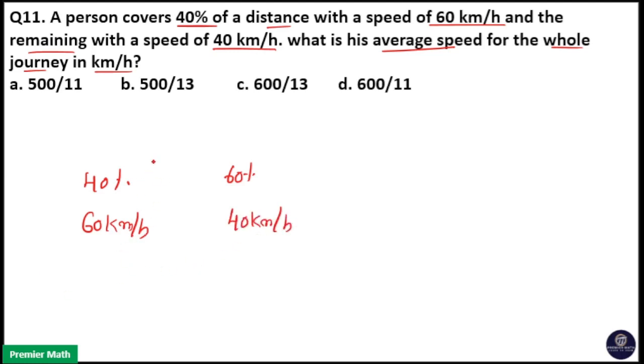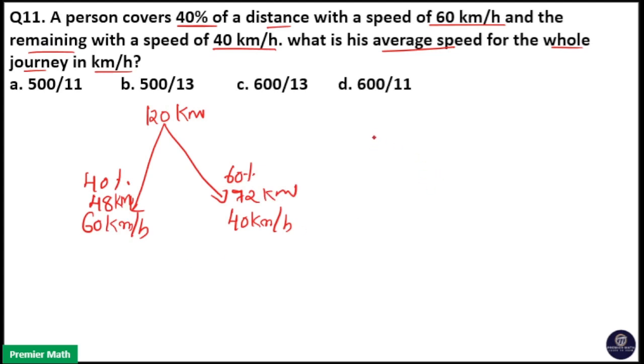Here take the LCM of 60 and 40. That is LCM of 60 and 40 is equal to 120. So I will take 120 km as the total distance. So 40% of 120 means 48 because 10% is 12. That means 40% is 12 into 4, 48 km. Then 60% of 120 means 10% is 12. 60% means 12 into 6, 72 km.